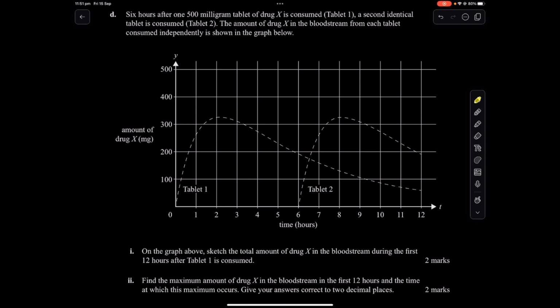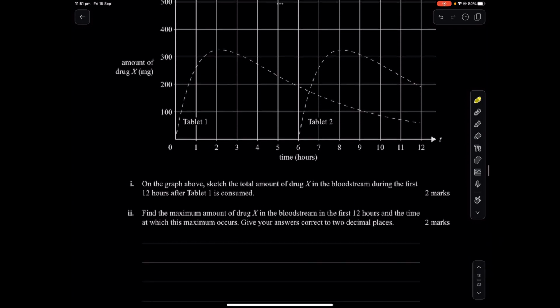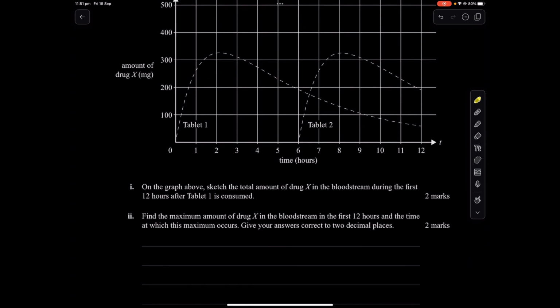Six hours after the 500 milligram tablet of drug is consumed, a second identical tablet is consumed. The amount of drug X in the bloodstream from each tablet consumed independently is shown. On the graph above, sketch the total amount of drug X in the bloodstream during the first 12 hours after the tablet is consumed.